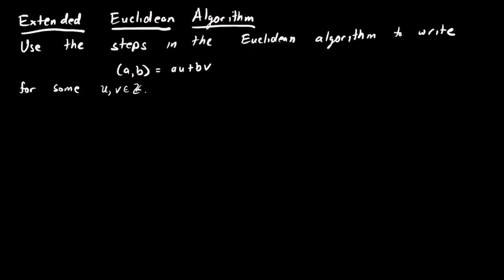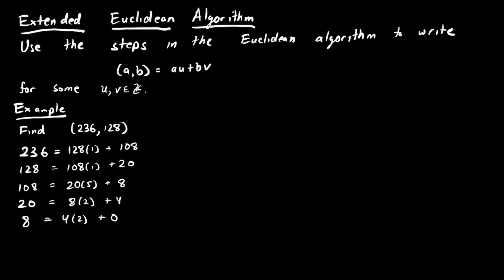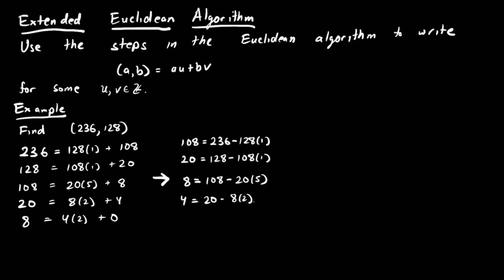I'm going to start with the example from earlier about finding the GCD of 236 and 128. These are the steps from that previous example. What I'm going to do is take each one of these equations and solve it for the remainder, rewriting it this way.